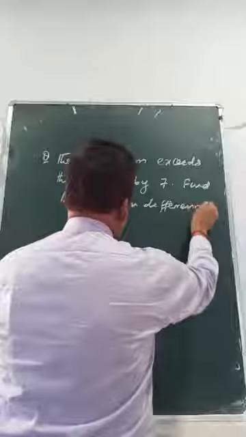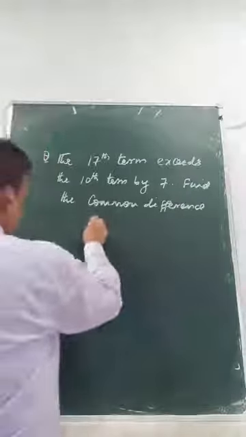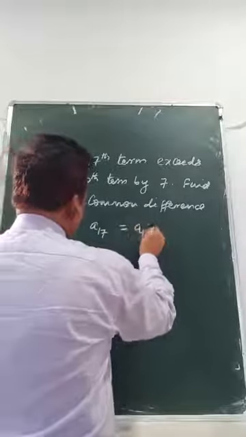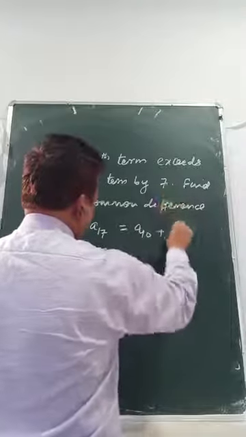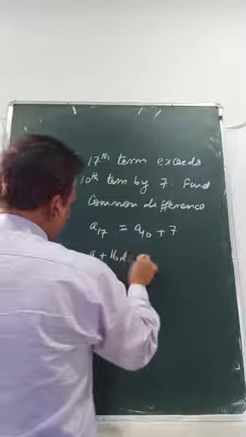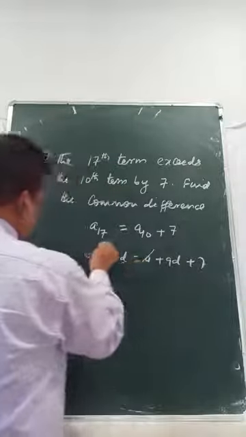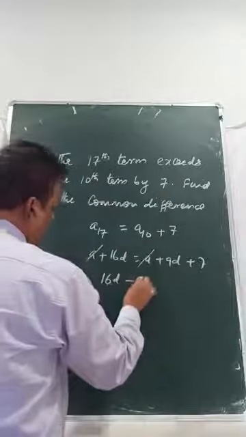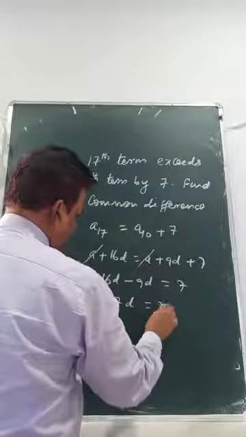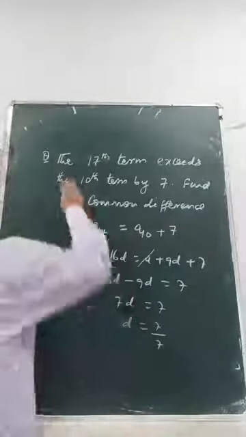So today you are doing the book questions. Very simple. I have done questions like this. A17 equals A10 plus 7. So A plus 16D equals A plus 9D plus 7. A is cancelled. 16D minus 9D equals 7. 7D equals 7. D equals 7 by 7, so D is 1.